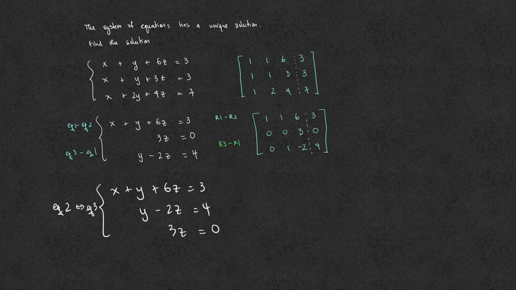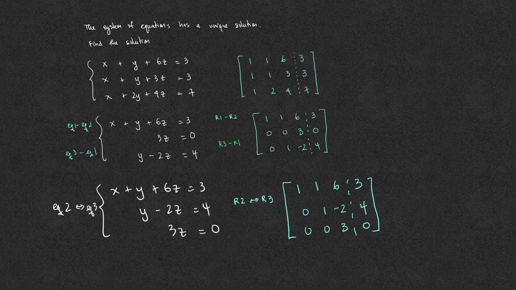In the augmented matrix form, we took row 2 and interchanged it with row 3. The new equivalent augmented matrix is 1, 1, 6, 3, where we took row 2 and brought it to row 3. So in row 3, we end up with 0, 0, 3, 0. And row 3 goes to row 2. So this is 0, 1, -2, 4.